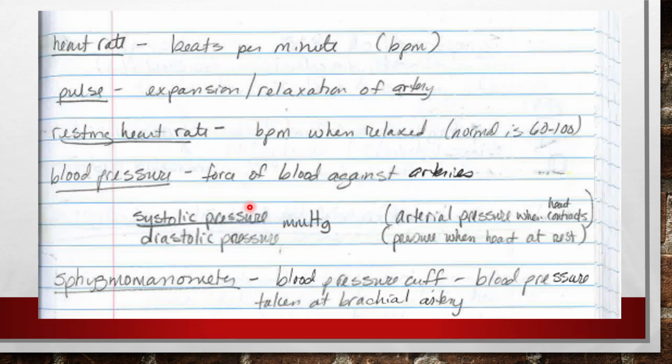Your blood pressure is the force of blood against the arteries. We've looked at blood pressure before. Systolic pressure is on the top, diastolic pressure is on the bottom. mmHg is our metric unit for blood pressure. Systolic pressure is the high pressure reading, and so this is the arterial pressure when the heart contracts. Diastolic pressure is pressure when the heart is at rest. We've seen this term before too, sphygmomanometer. That's the blood pressure cuff. Your blood pressure is taken at the brachial artery.